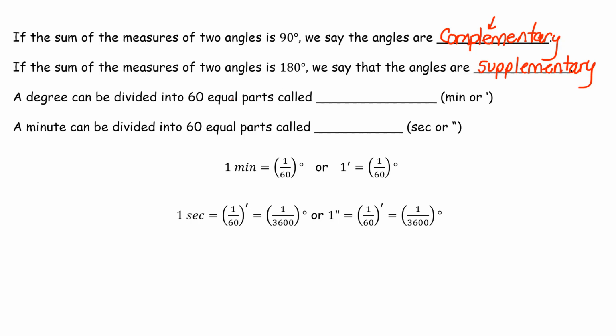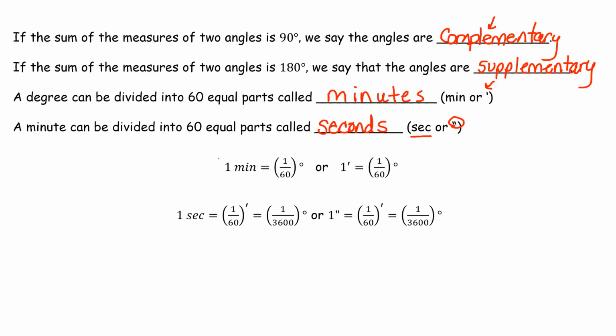A degree can be divided into 60 equal parts called minutes. So we can represent minutes with MIN or with that little apostrophe right there. A minute can be divided into 60 equal parts called seconds. And we're not talking about time here. We're talking about pieces, parts of a degree. So each degree can be broken into 60 equal parts called minutes, and each one of those minutes can be broken down into 60 equal parts called seconds. And for seconds, you can have SEC or that little quotation mark.